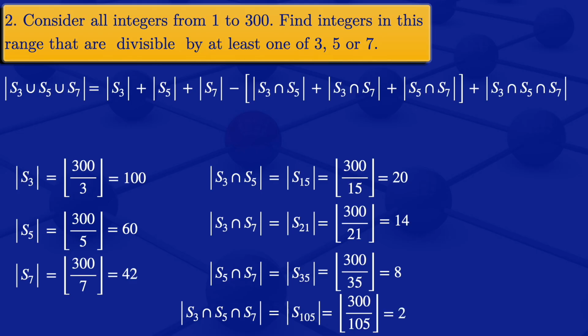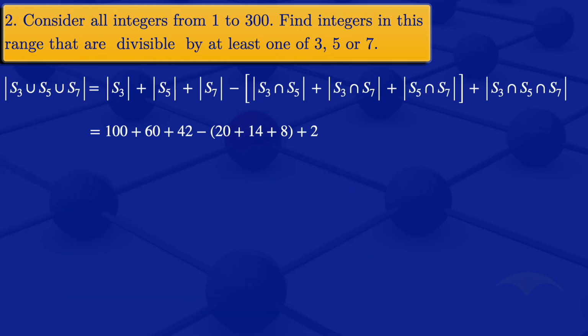And now we go on and substitute these values into this expression, so that we would have 100 plus 60 plus 42 minus 20 plus 14 plus 8, then plus 2. Then when you simplify that expression, we would get 162. So in the range 1 to 300, the numbers that are divisible by 3, 5, or 7 are 162.